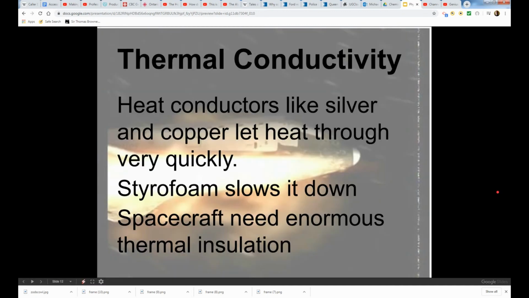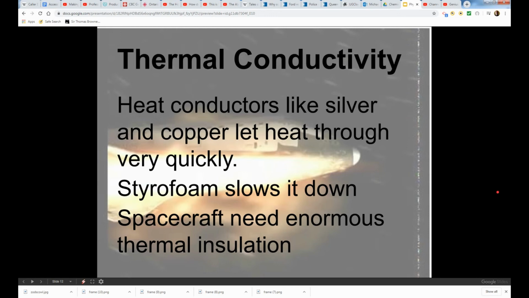Thermal conductivity, you've got a good bet that if it lets electricity through, it'll let heat through. Almost guaranteed. There are some exceptions, but silver and copper let heat through really quickly. So if you stir a coffee with a silver spoon, in a matter of seconds, you're going to be going, ow, ow, ow, ow, ow, at the other end of the silver spoon. And it's a phenomenally good conductor. Styrofoam will slow the conduction of heat down quite a bit.